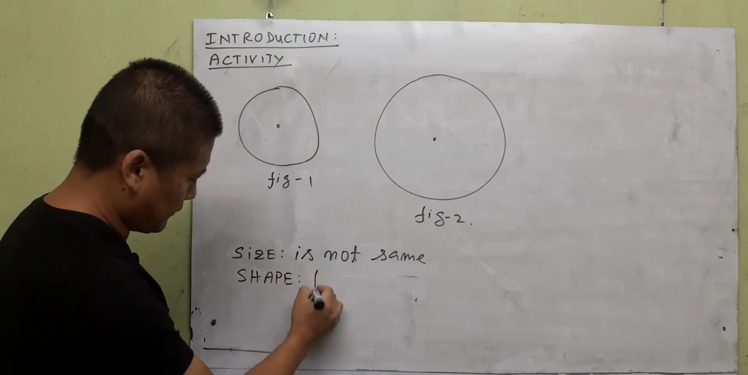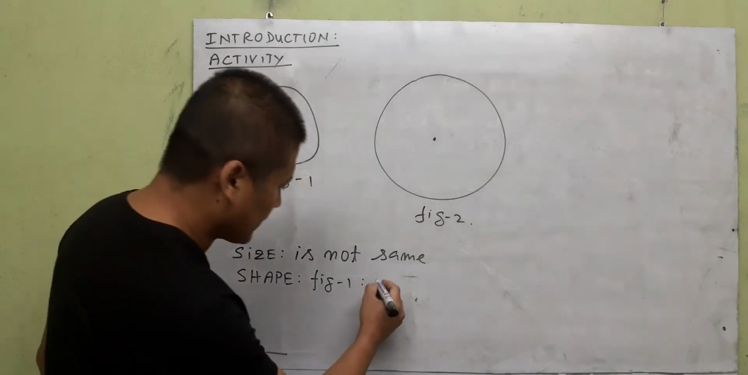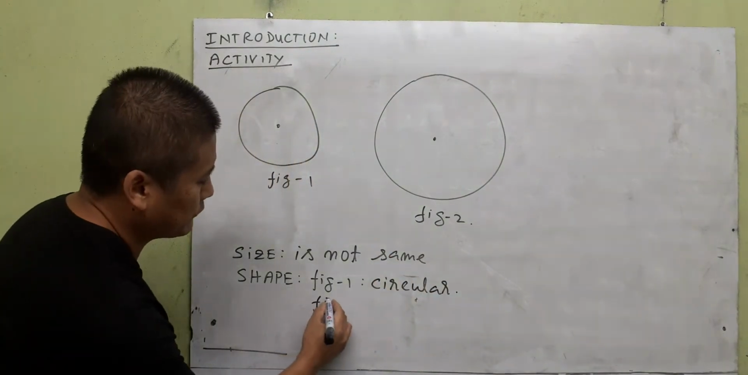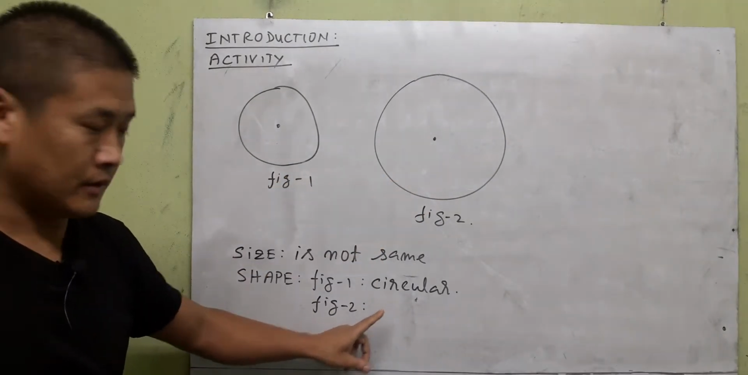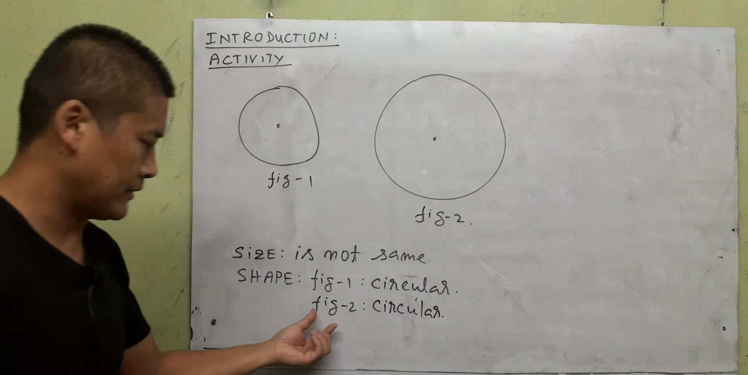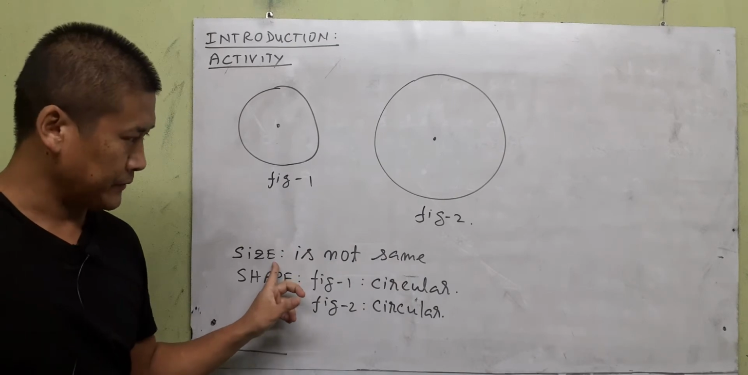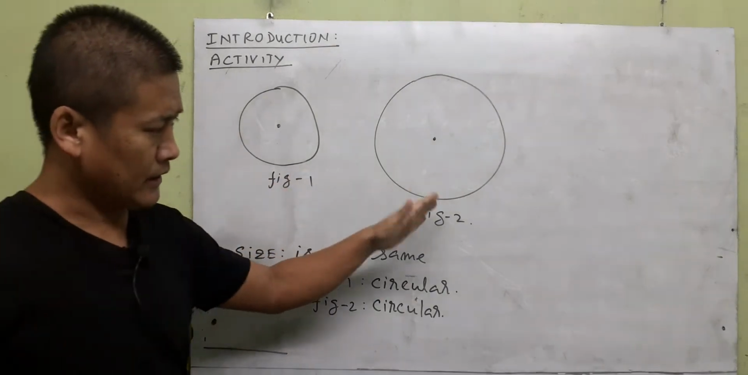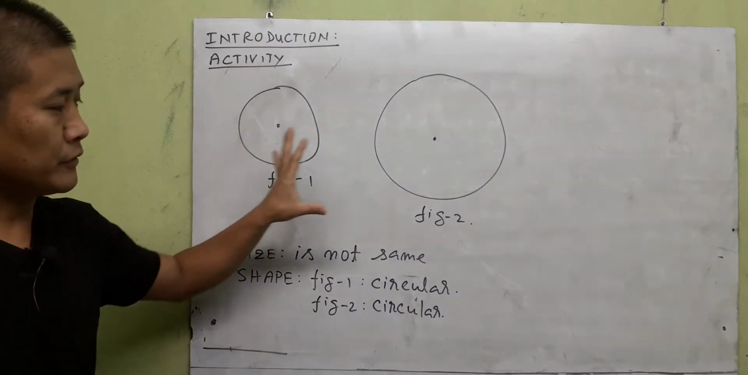Let us look at the shape and say figure 1, what is the shape? Yes, that's correct. Good. That is circular, that's right. Then how about figure 2? What would you say is the shape of figure 2? Yes, that's right. Same, circular. So we realize here that even though these two circles have different size, they have the same shape. So when figures like two circles, any two circles, always have the same shape but not necessarily the same size, they are called similar figures.